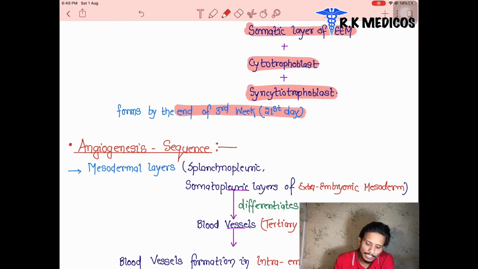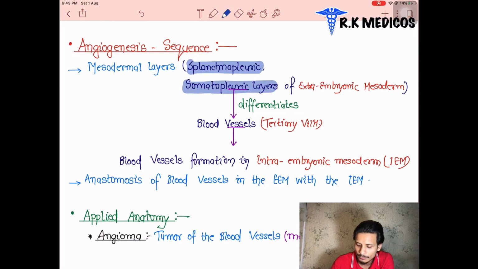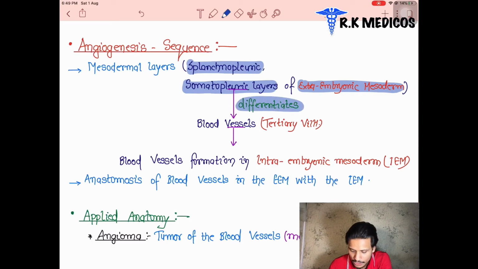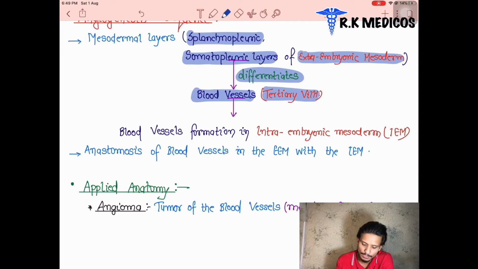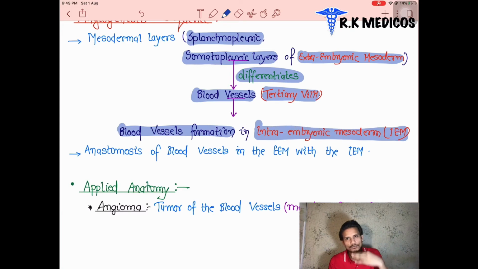So now we are going to see the angiogenesis sequence, how angiogenesis forms. Now you know it is first formed by the splanchnopleuric layer, that is the splanchnopleuric extra embryonic mesoderm layer, and later on by the somatopleuric layer. Basically they are all composed of extra embryonic mesoderm. They differentiate, and these blood vessels are formed in the tertiary villi. After these blood vessels form, there are some blood vessels also forming, but in the intra-embryonic mesoderm. So first the extra embryonic mesoderm, and later the intra-embryonic mesoderm.